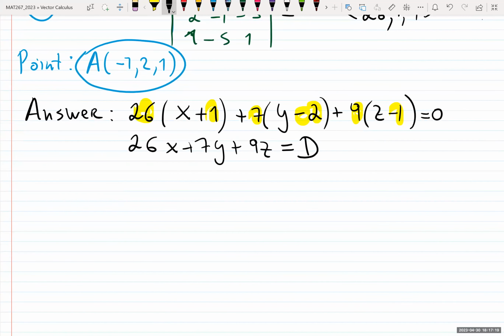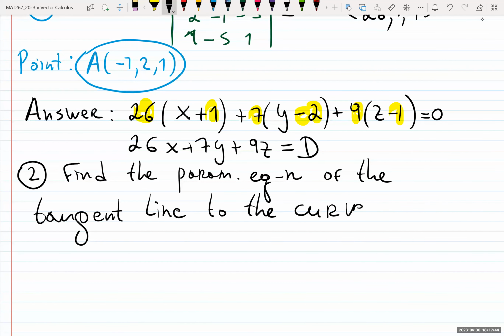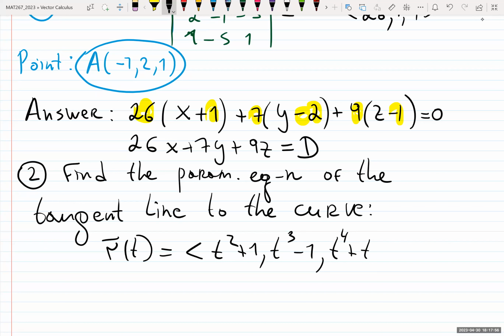Now, how about the tangent line? We had some equations, of course, not something from calculus 1, but we had some parametrization. Find the parametric equation. That was new. Parametric equation of the tangent line to the curve. And then we give you r of t is t squared plus 1, t cubed minus 1, t to the 4 plus t squared, and we give you a point 5, 7, 20.